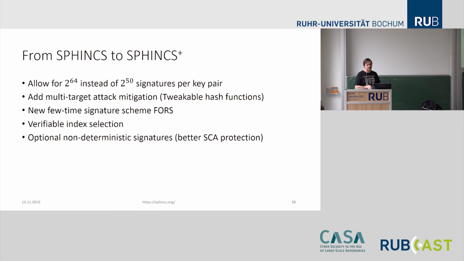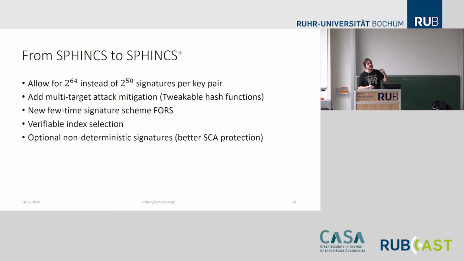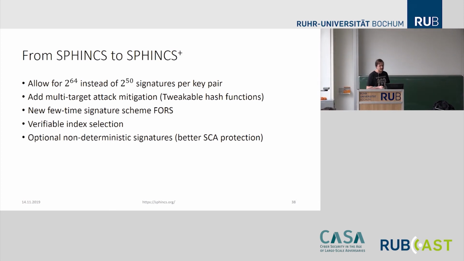And finally, we added optional non-deterministic signatures to allow for better side channel protection. So they had this problem: if you actually can force a smart card to always do the signing procedure, then you can actually start extracting key material. So if you add randomness in there, then you can protect against this.